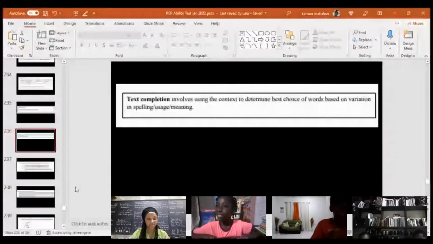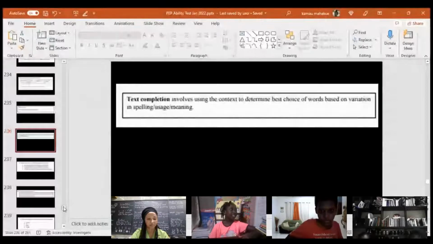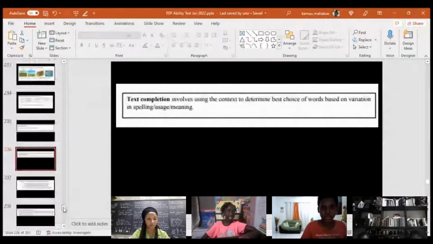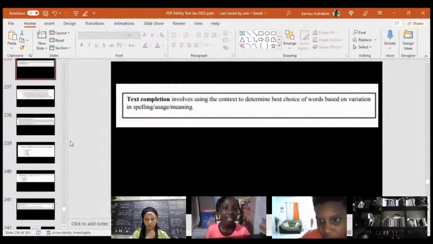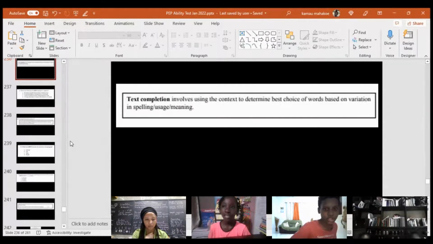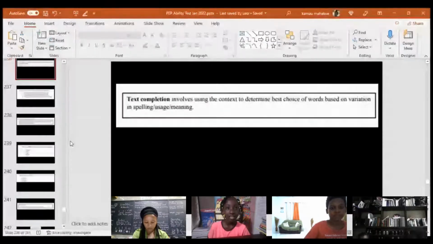Jaden, text completion. Okay, miss. Text completion involves using the context to determine the best choice of words based on the variation in spelling, usage, or meaning.